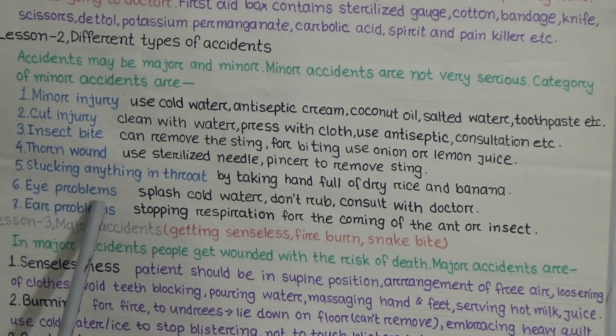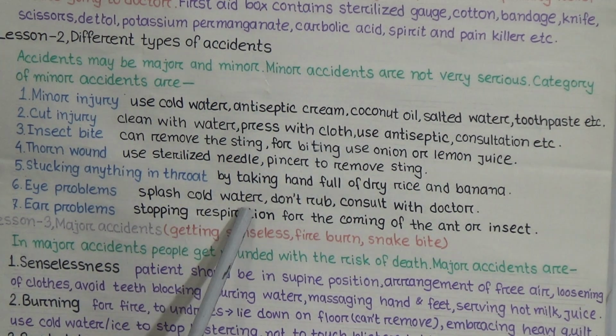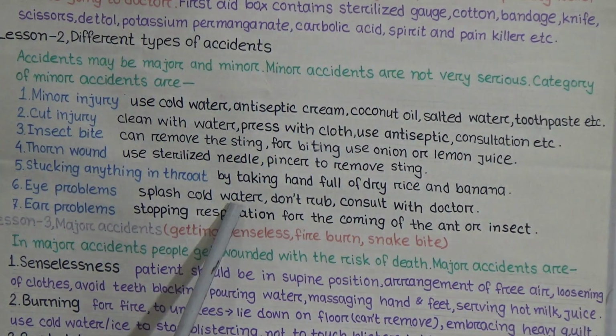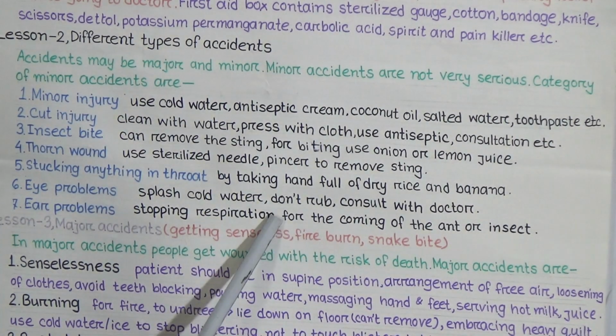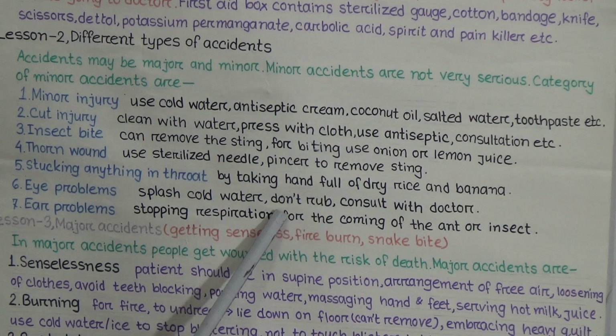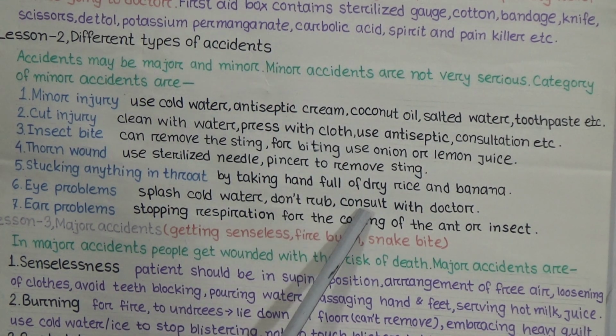Number 6, eye problems. If we feel eye problems in our eye, first splash cold water. We have to wash our eye with cold water, but we can't rub our eye. This is dangerous. This can be harmful for our eye. And if the eye problem is acute, then we have to consult our doctor.